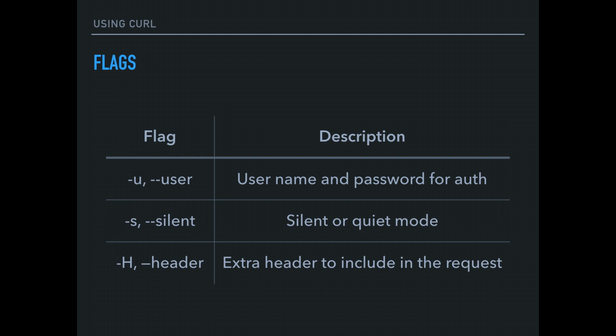There's also some flags that we're going to use. The -u or --user. This is the flag you use to specify the username and password that we're using for authentication. And we'll see how that works in a little bit. There's also the -s or --silent, which suppresses, if you used curl before, you know it gives you like a progress bar and some stats and stuff, and it suppresses all of that, so you just get the data that you're looking for. So that becomes really important when you start working with this inside of code and automation. There's also the -H or --header, which is what you use to supply an extra header in the request, and we're going to talk about that in just a minute.